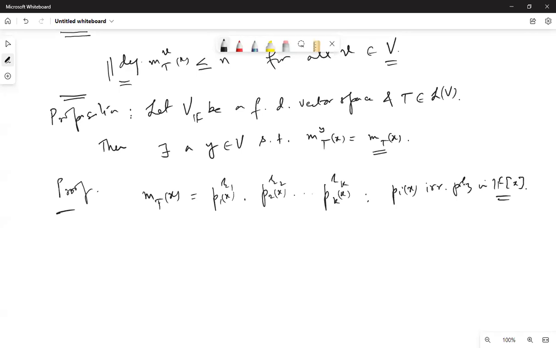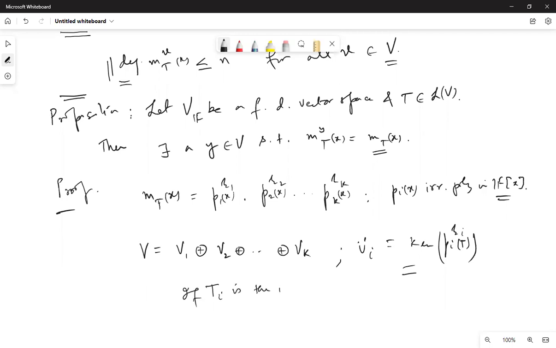So by using the primary decomposition theorem, I just decompose my V into V1 to Vk, where the Vi's are the kernels of pi(T) raised to the power ri. And if Ti is the induced operator of T on Vi, then m_{Ti}(x) is exactly pi(x) raised to the power ri. This is what we have already proved.